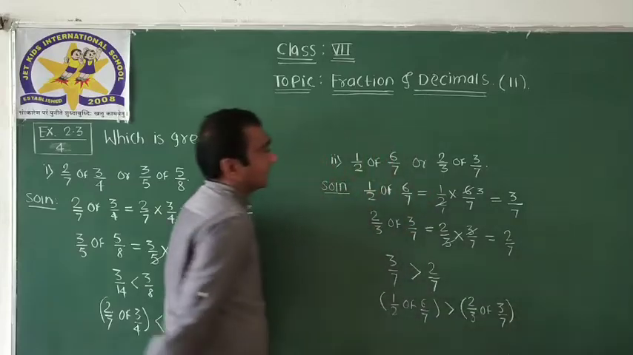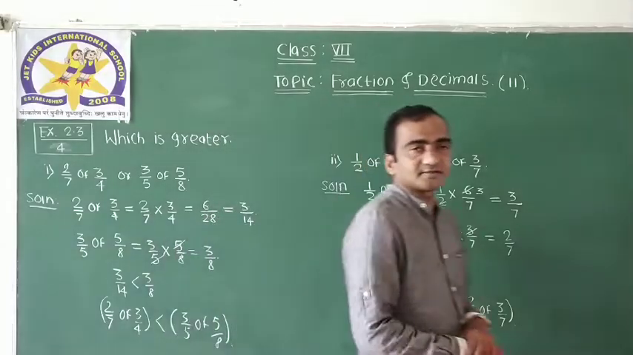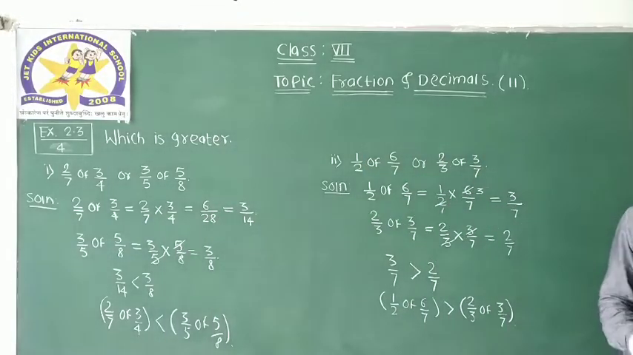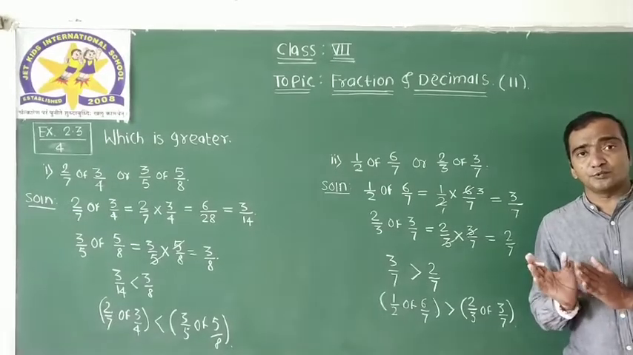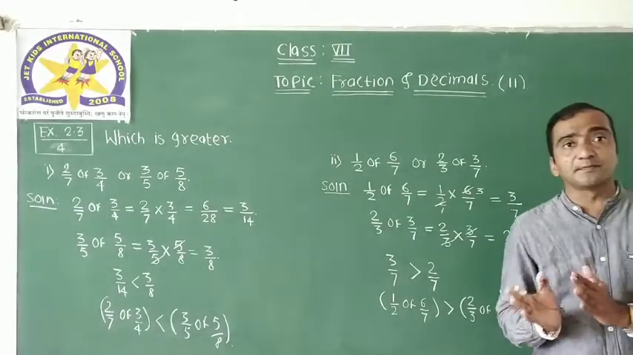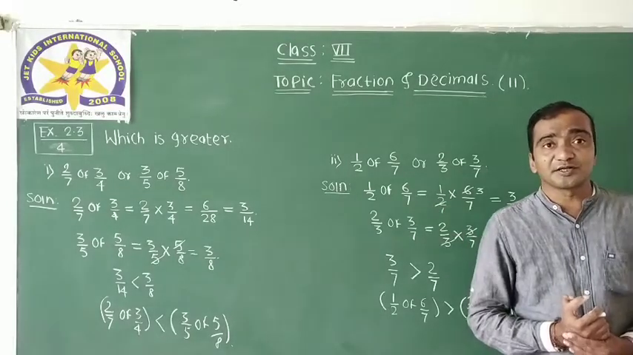In this way, we have completed our fourth question of exercise number 2.3. Very easy question to understand, in which we have to only check which number is greater. Okay, student. Now we have to see question number 5.